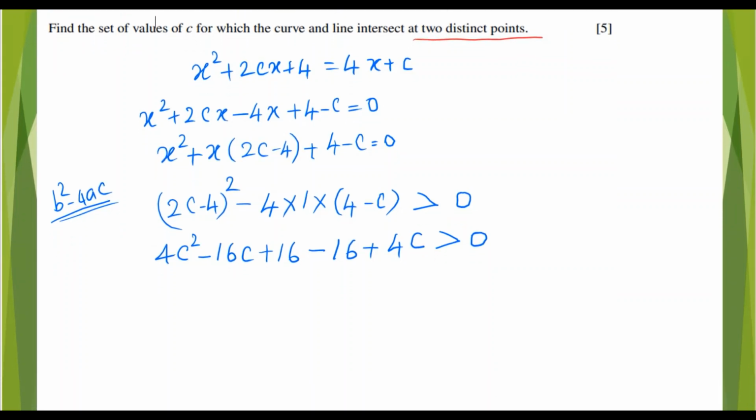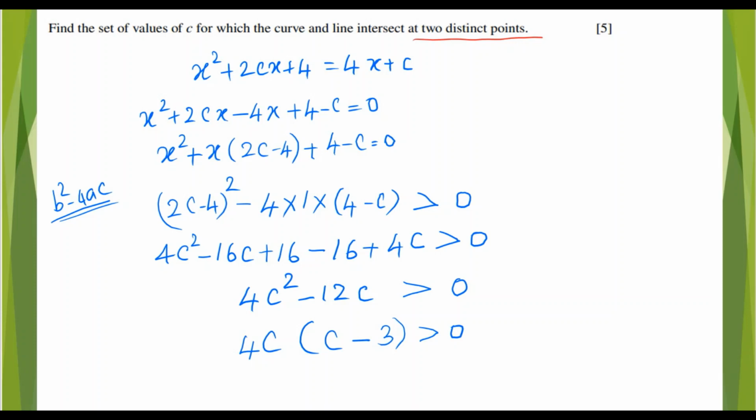So now we got a quadratic equation in c. So we'll simplify this expression. 4c square minus 16c plus 4c minus 12c. 16 minus 16 gets cancelled and this is greater than 0. We will take out c commonly and we can take 4 also. So we'll get 4c times c minus 3 greater than 0.